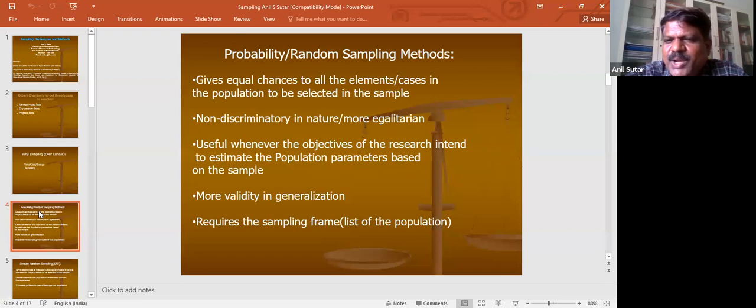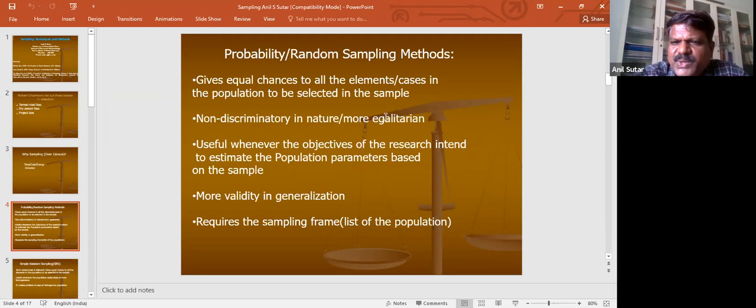Serious claim means I have an obligation to ensure that all management teachers. Of course, I can further delimit by saying management teachers from aided colleges, management teachers from non-aided. That is your prerogative. But whatever narrowing down you do, you should be in a position to ensure that all the management teachers in that particular area are given an equal and fair chance of being selected in your sample. That is the basic idea behind the random sampling method. That is why random sampling is also known as non-discriminatory in nature.